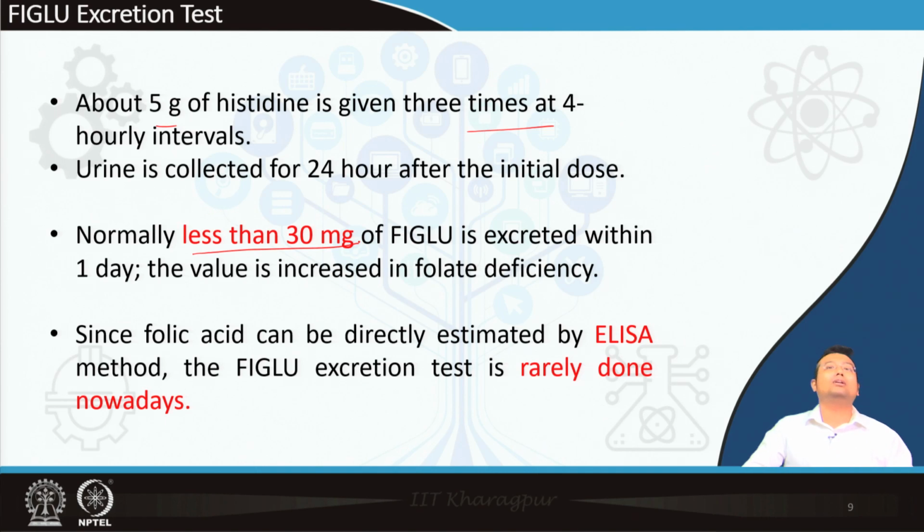Now, this test is not done routinely. Why? Because we can directly measure folic acid very accurately nowadays with the help of enzyme linked immunosorbent assay, or ELISA. So, this FIGLU excretion test was important, but nowadays it is mostly historically important because we have got ELISA in almost all centers, even some peripheral centers. So, if we have ELISA, the FIGLU excretion test is historically important, but still from a metabolic point of view it is very important.